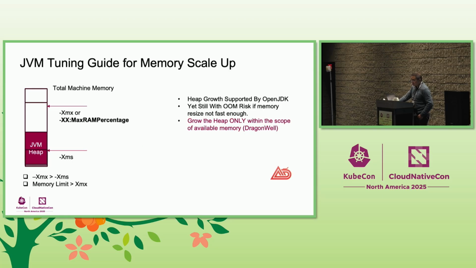When we scale the memory up, there are also some JVM parameters to tune. During memory scaling up, the parameters are the initial heap size and the maximum heap size. We have to ensure that the maximum heap size is larger than the initial heap size, and the container memory limit is greater than the maximum heap size.